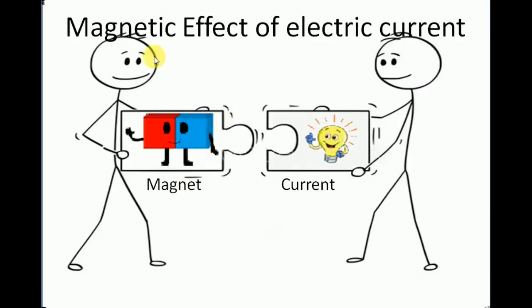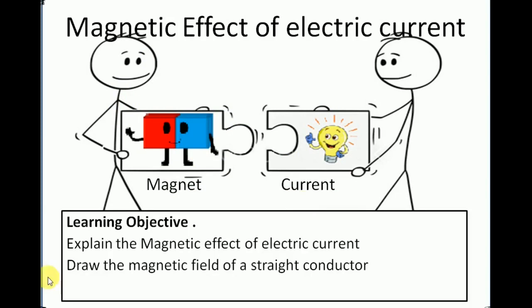Hello everyone. Today in this video we are going to talk about the relationship between magnet and the current. After this video you should be able to explain the magnetic effect of electric current and draw the magnetic field of a straight conductor.